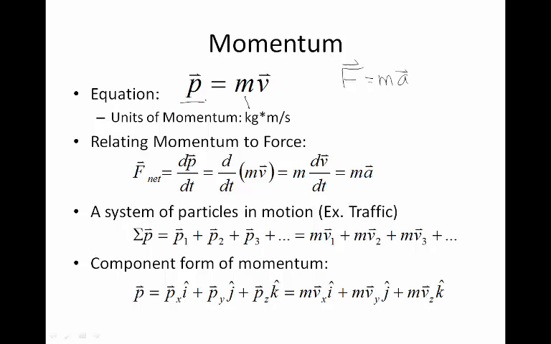Units really quick here. Mass, of course, has units of kilograms. Velocity has units of meters per second. We don't get any special new unit for momentum, so when we have momentum values, the units are just kilograms times meters per second.